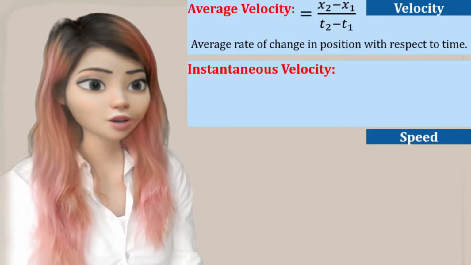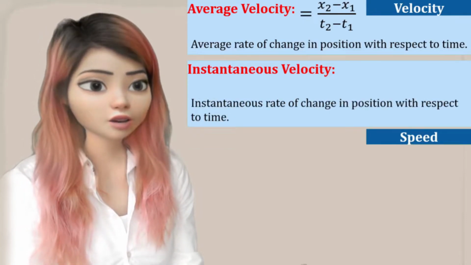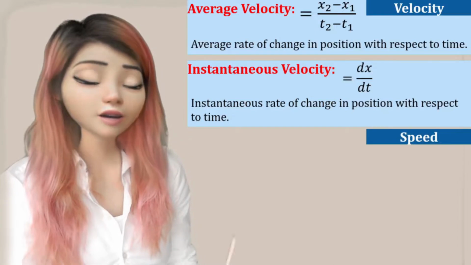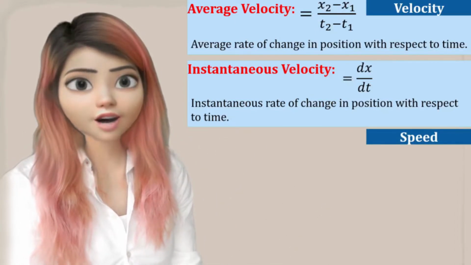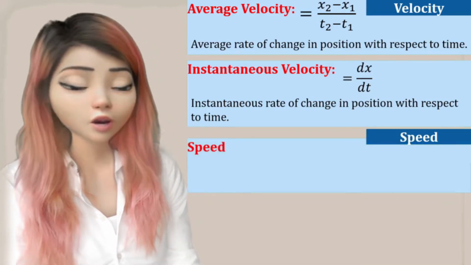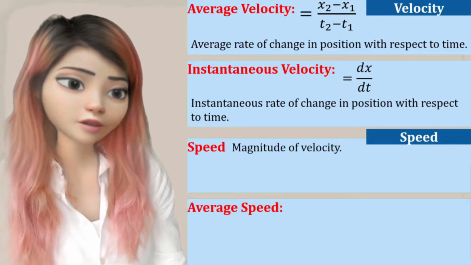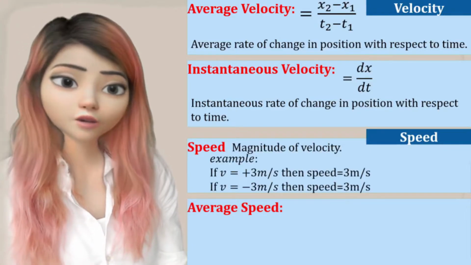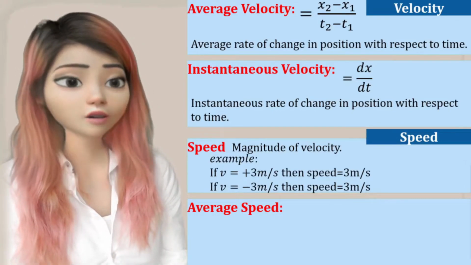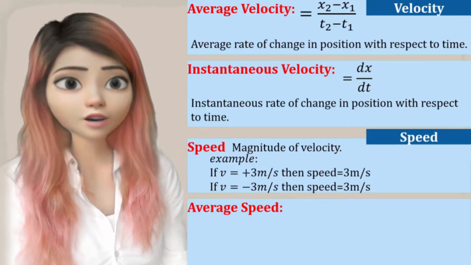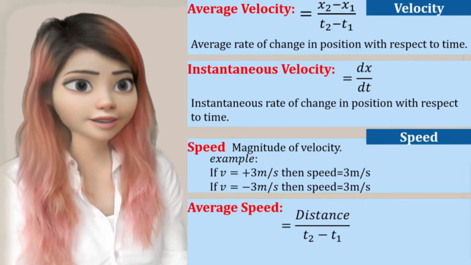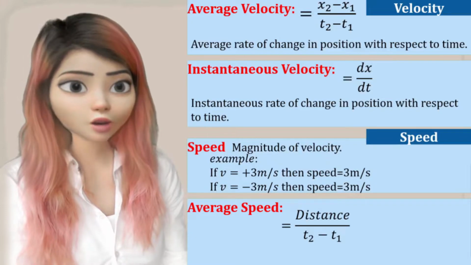Whereas instantaneous velocity is the instantaneous rate of change in position with respect to time, or in other words, dx dt. So we've done lots of these in terms of average rate of change and instantaneous, but today we're going to combine them with motion. Then we're going to look at speed and average speed. Remember, speed we've seen before is just the magnitude of velocity. What does magnitude mean? It means you just take the value, you don't take the minus. So if the velocity was plus 3 or minus 3, the speed will still be 3. Whereas the average speed, we take the total distance and we divide it by the time it took.